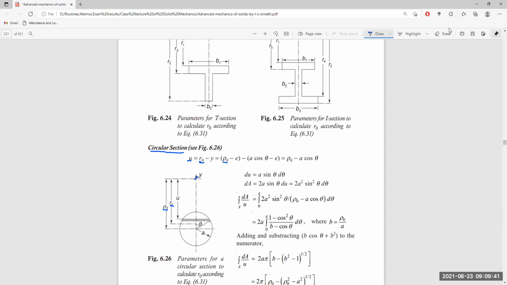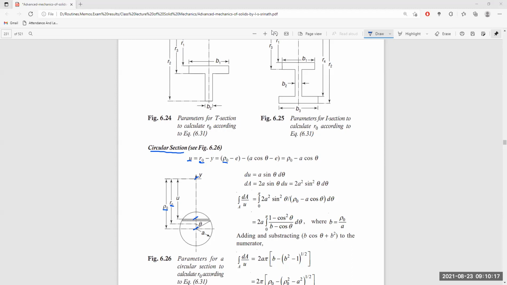So rho 0 cos theta is this distance from here, and cos theta is this distance. So the distance of this point itself, from the center of gyration, the center of the bending, the distance of the constant fiber whose fracture rigidity we want to know is given by this formula, rho 0 minus a cos theta, which is actually the new parameter u itself.